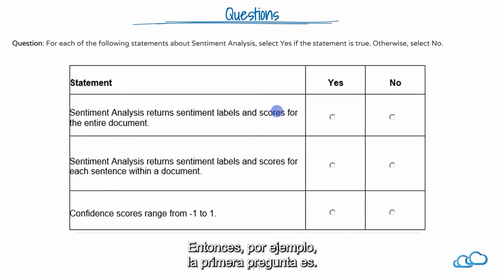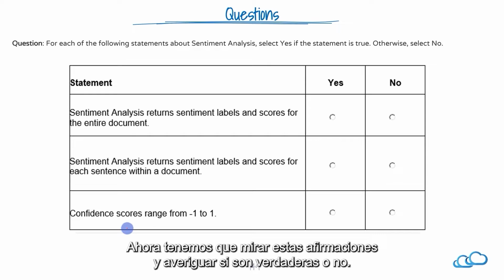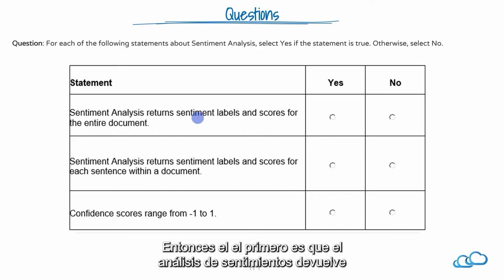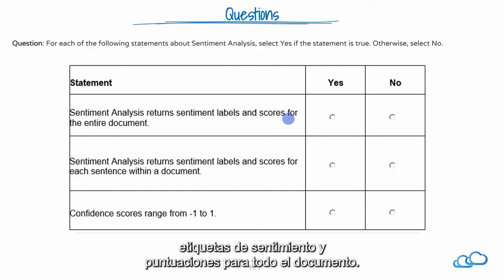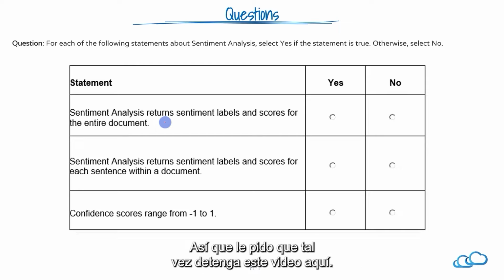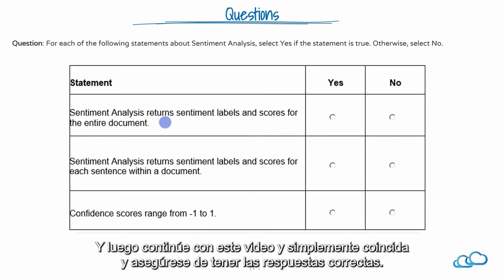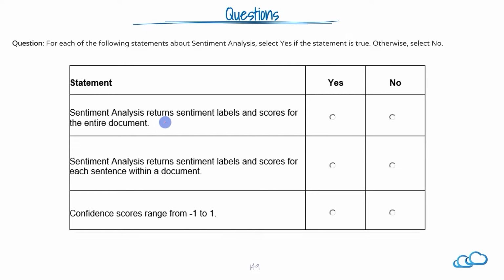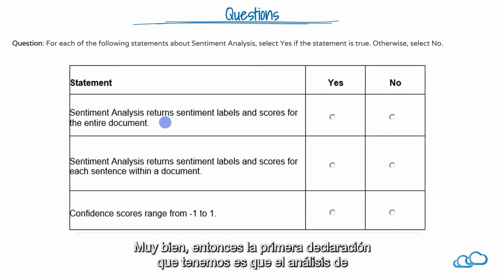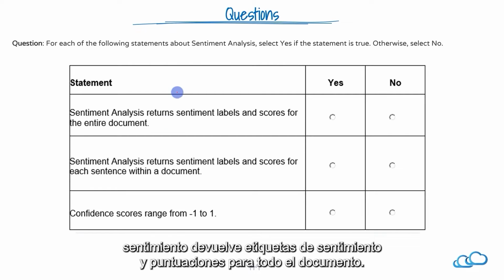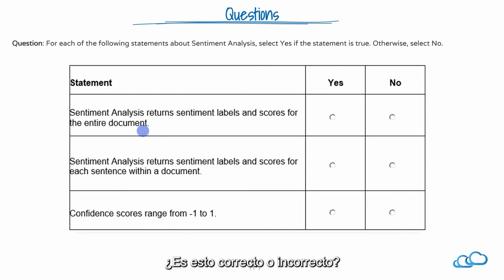So for example, the first question is, now we have to look at these statements and figure out if they are true or not. The first one is: sentiment analysis returns sentiment labels and scores for the entire document. I request you to maybe stop this video here, take a few minutes and make sure you have your answers, and then continue this video and match to make sure you have the right answers. All right, so the first statement we have is: sentiment analysis returns sentiment labels and scores for the entire document. Is this right or wrong?